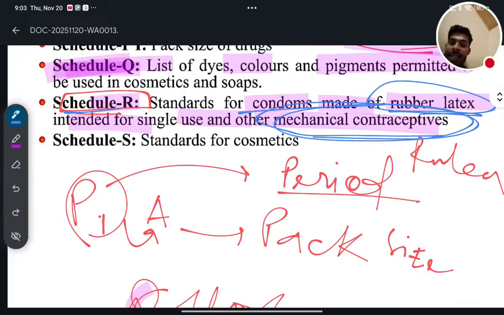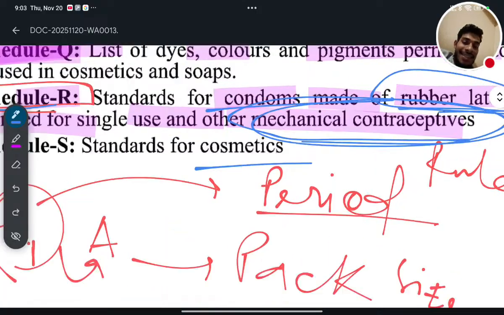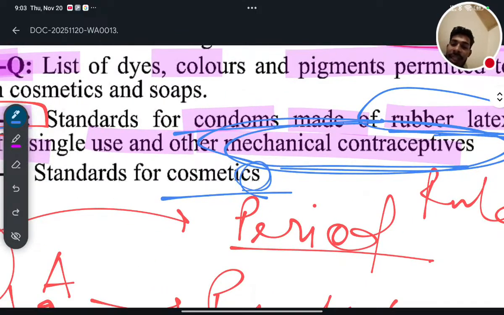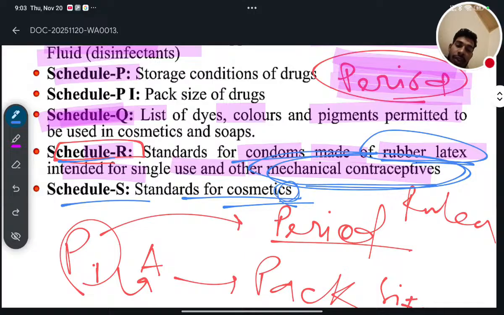Next, Schedule S. S for cosmetics. Schedule S stands for cosmetics. You have to remember Schedule S for cosmetics.